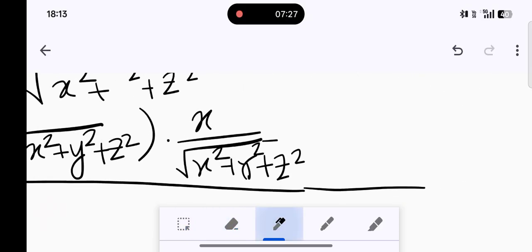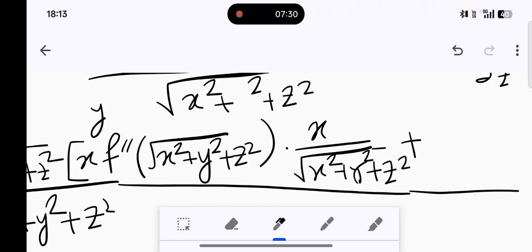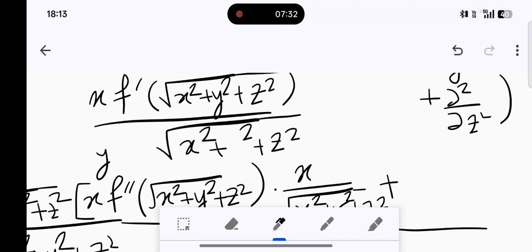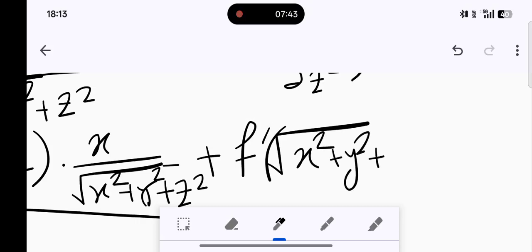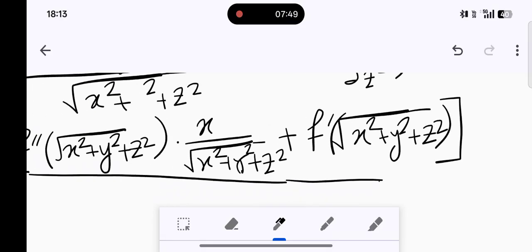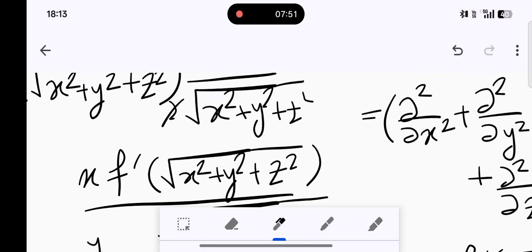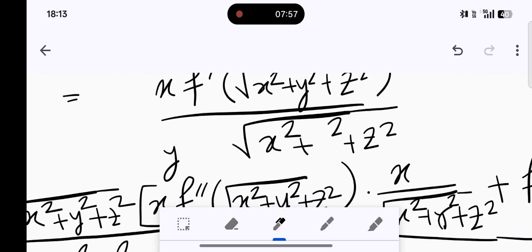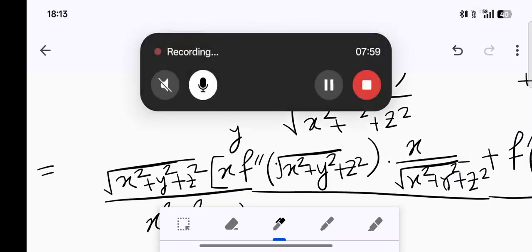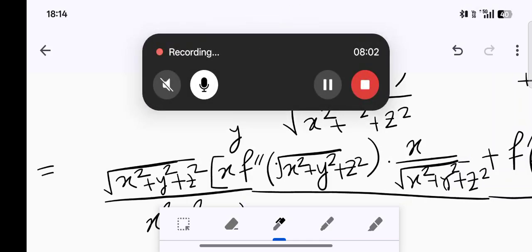So now this will be plus. Now I am fixing f dash, and I have to differentiate x with respect to x. So this will be f dash root over x square plus y square plus z square, right? Very nice. Bracket close. Now this is when I am fixing the numerator. Now I am fixing the denominator and differentiating the numerator.